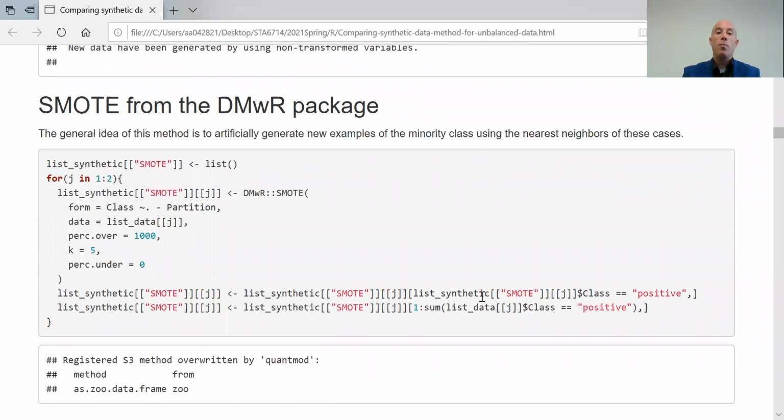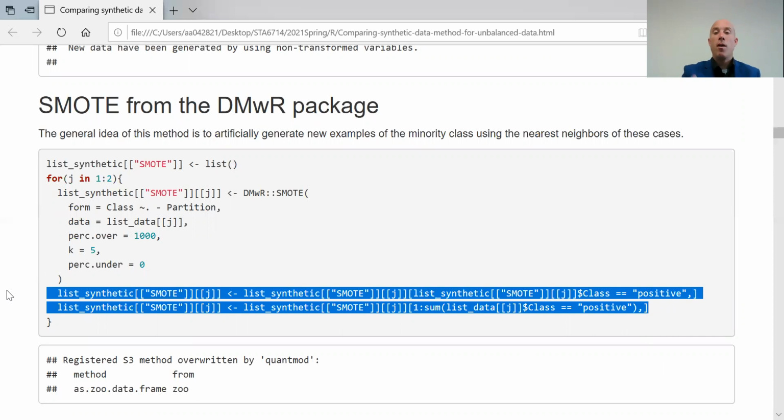Now here we're doing SMOTE from the data mining with R package. So we're artificially generating new examples of the minority class using nearest neighbors of all the cases. Specifically, we've got 5 for the number of nearest neighbors being used and percent over. So I'm oversampling the minority case and the percentage is 1,000. So that's quite a bit, and I would end up getting a lot of values for this. But when I go through and remove extra values, it's going to be trimmed down, so I have approximately the same number of values coming out from each of these methods.